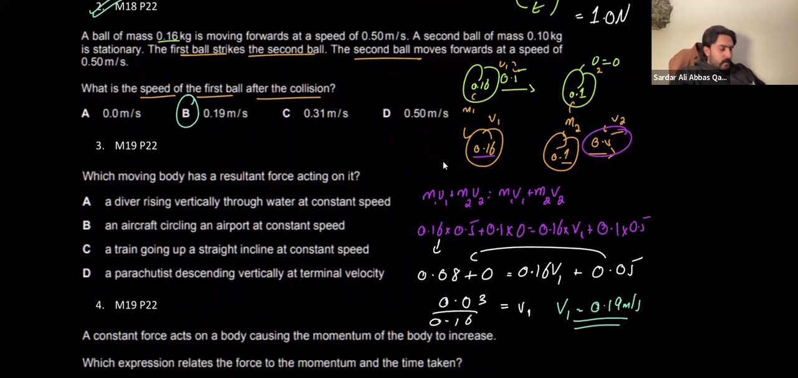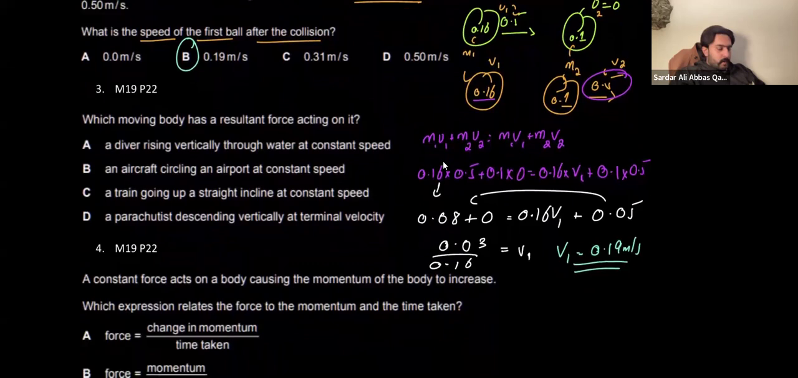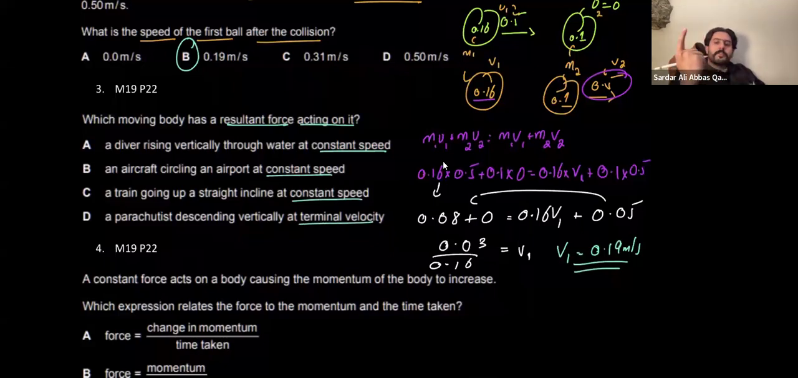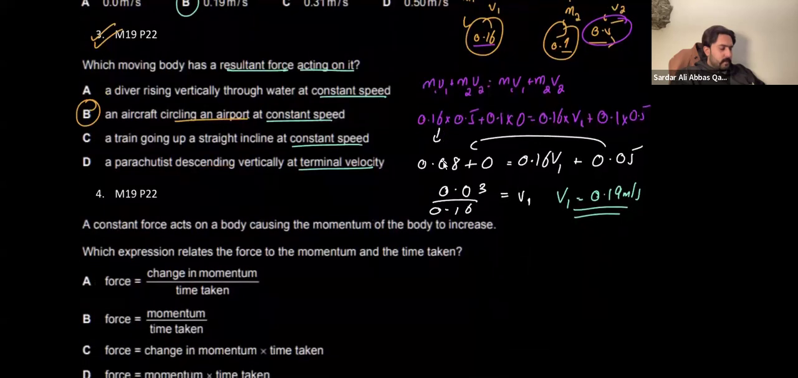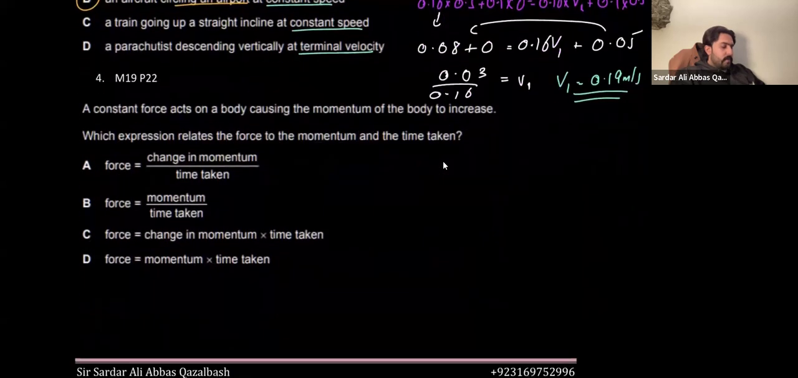Perfect. Question number 3. Umar, which moving body has a resultant force acting on it? I even told you in the last class, whenever there's a question like this, all the answers are going to have constant, constant, constant on them. There's only going to be one answer, and that is when something is traveling in a circle. So in this case, B, an aircraft circling an airport at a constant speed. Easy peasy lemon squeezy. Question number 4.